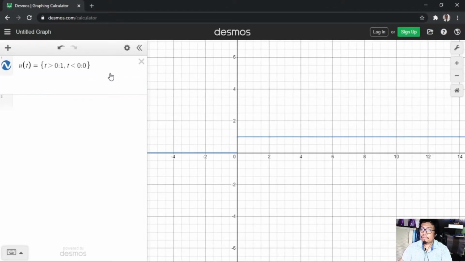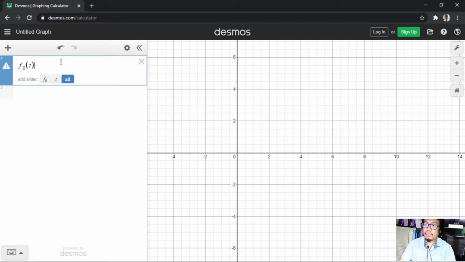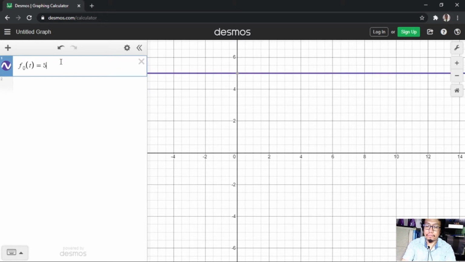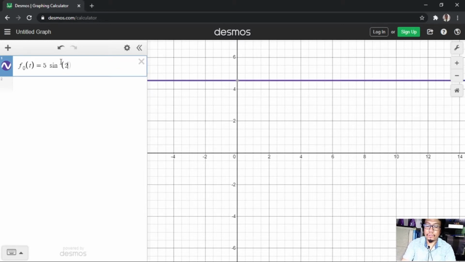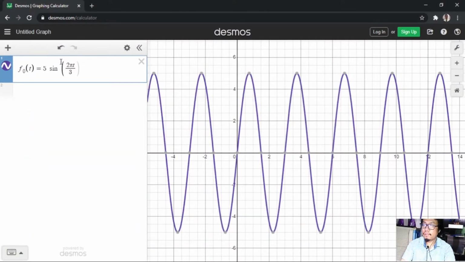So let's erase those signals. And then we have f of t, our original f of t. Let's call it f0 of t equals 5 times sine of 2 pi t over 3.